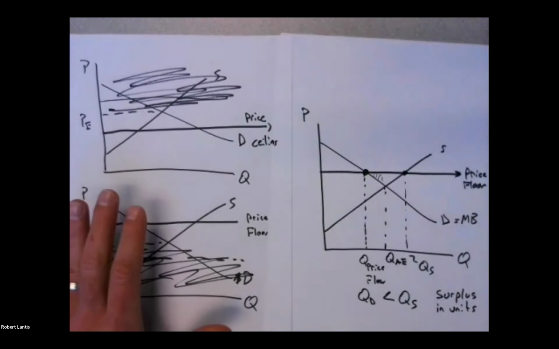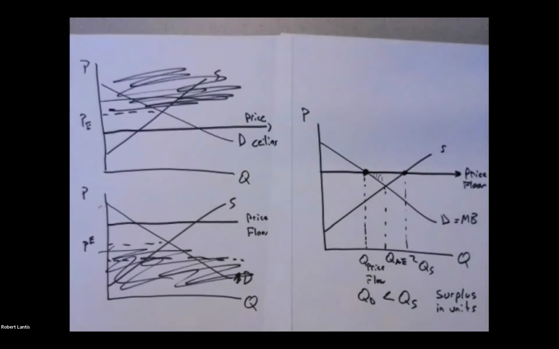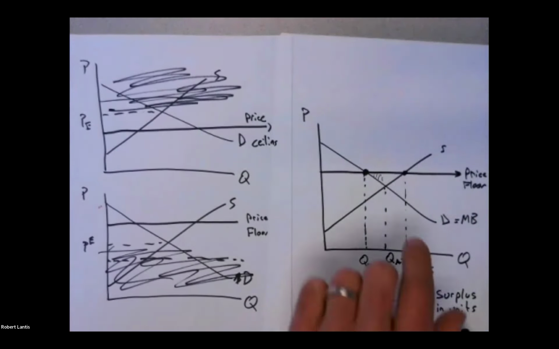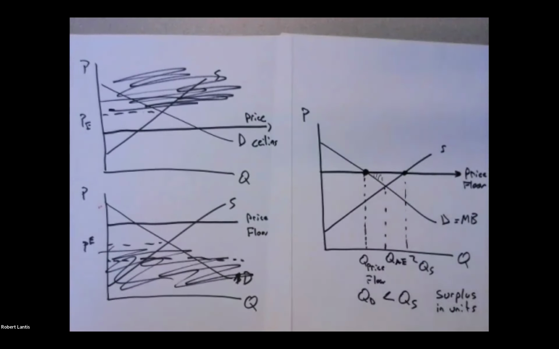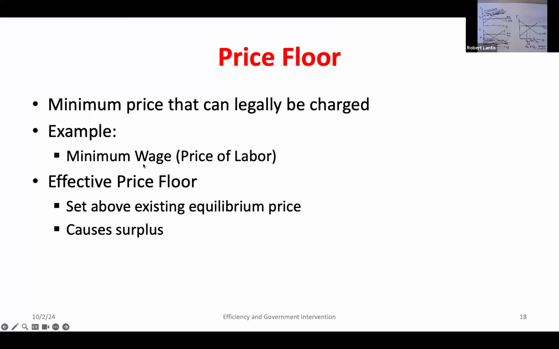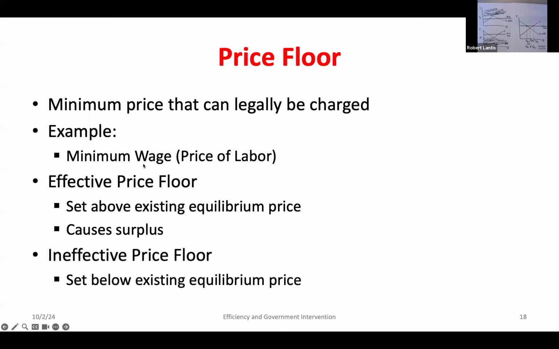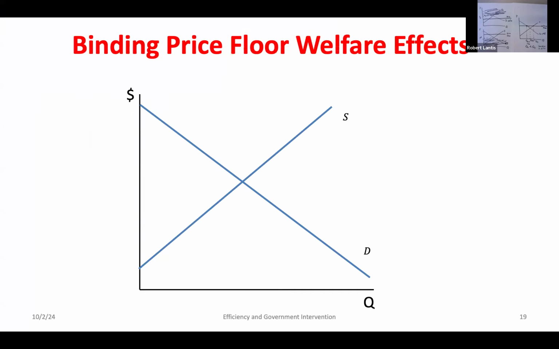So price ceiling, we said we end up with a shortage. Price floor, we end up kind of with this surplus in units. Okay. All right. And we already talked about the ineffective price floors. So we'll look at this here, and then I'll draw one out for us.